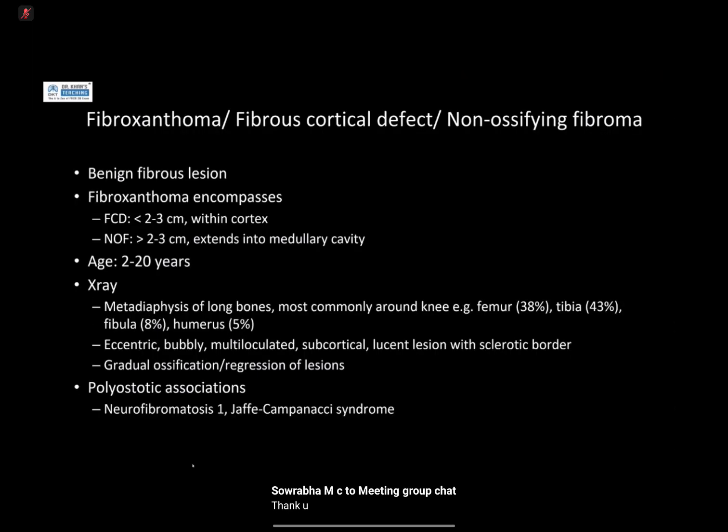They are also known as fibroxanthoma, fibrous cortical defects. They're all on a spectrum of the same process. They're benign fibrous lesions. Really, the differentiator here is how large the lesion is, and that really decides what you call it. But a nice example, well described. These can be associated with neurofibromatosis type 1 and Jaffe-Campanacci syndrome. So just to have that in the back of your mind when you see multiple non-ossifying fibromas.